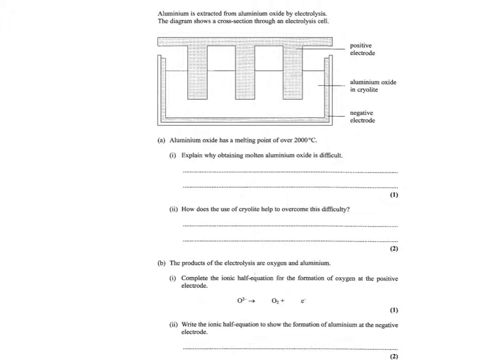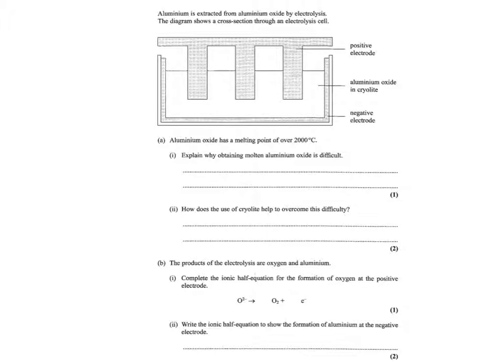It was here. Right, so extraction of aluminium from its ore, which is bauxite, which contains aluminium oxide. And the reason we can't extract it using carbon displacement is because aluminium is more reactive than carbon, so it can't be displaced by carbon, unlike iron.